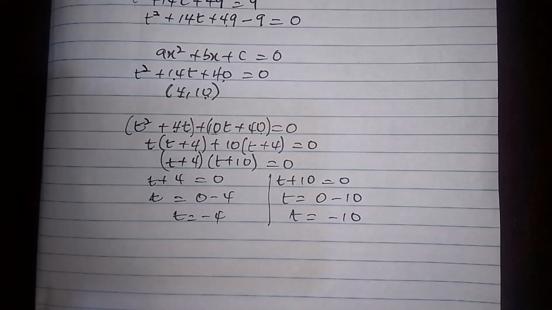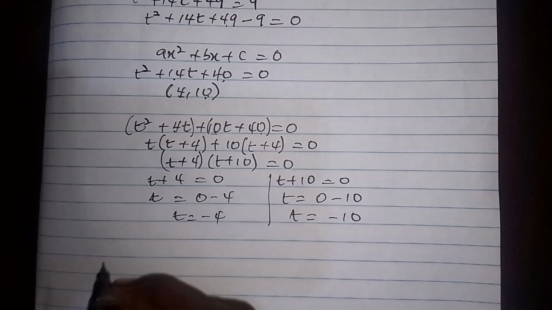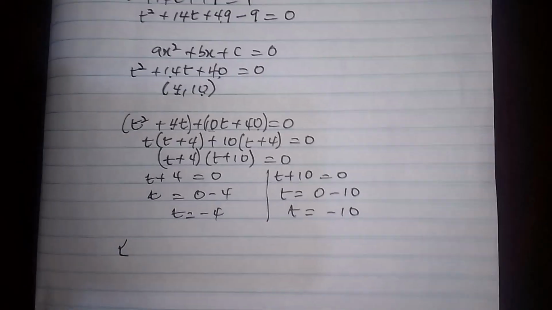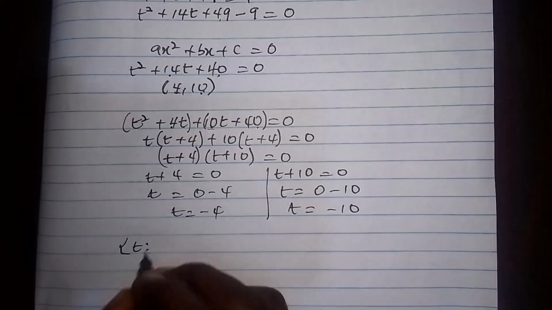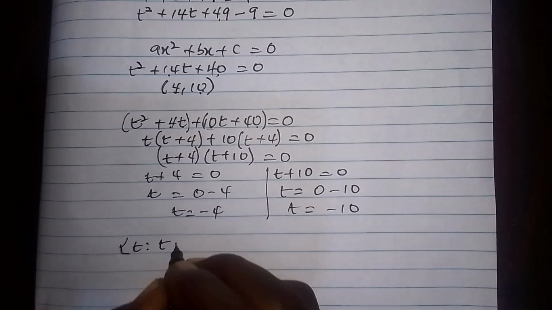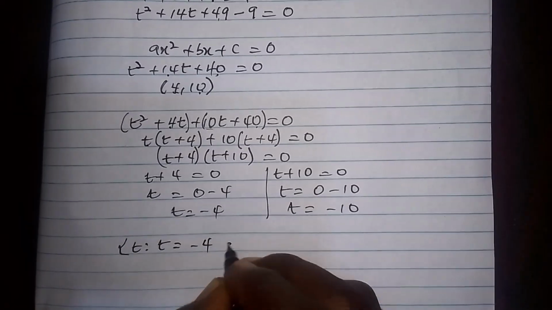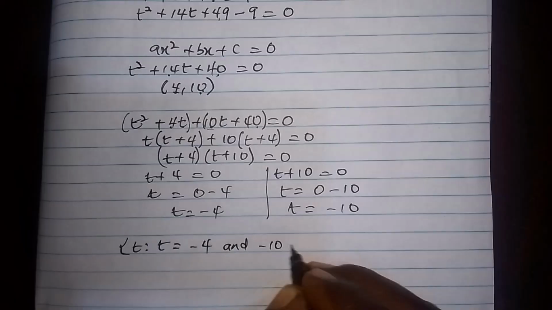But the question is demanding for the truth set. Therefore, we use a set notation. This is a set notation. {t : t = -4 and -10}.